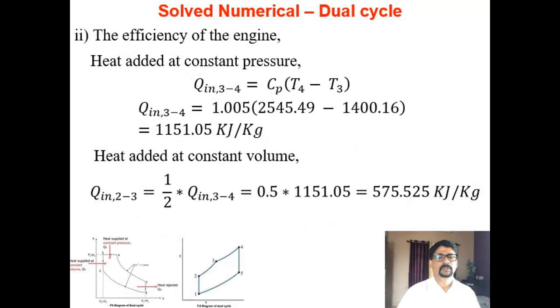Now coming to the efficiency of the engine. Let us find out the heat added at constant pressure. So Q in 3 to 4 is nothing but Cp into T4 minus T3.